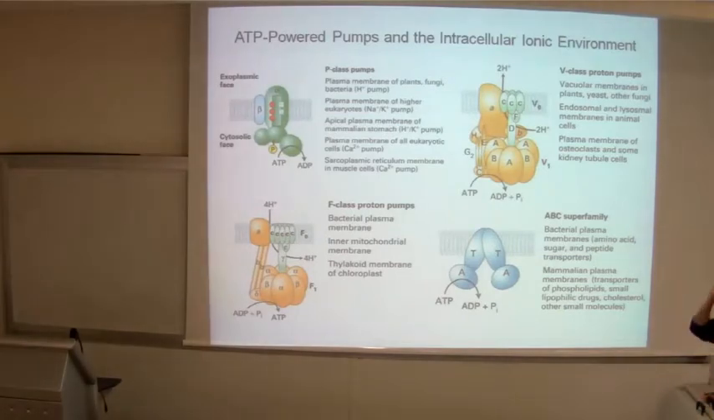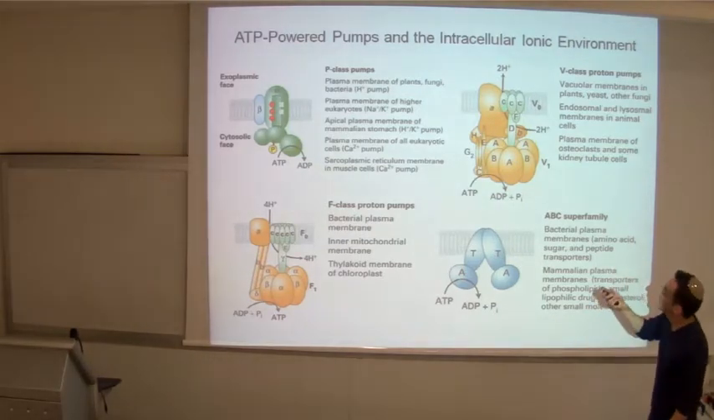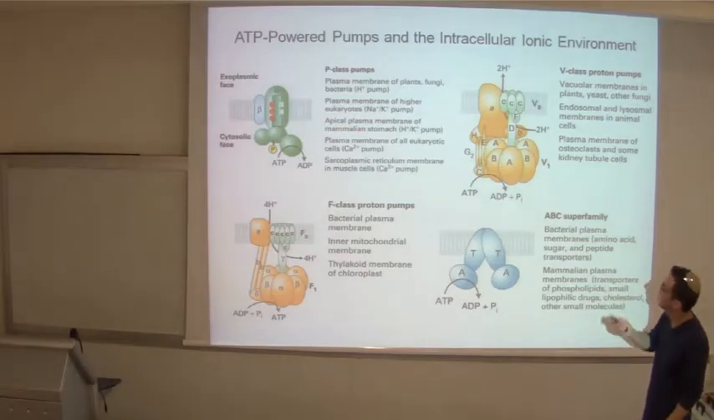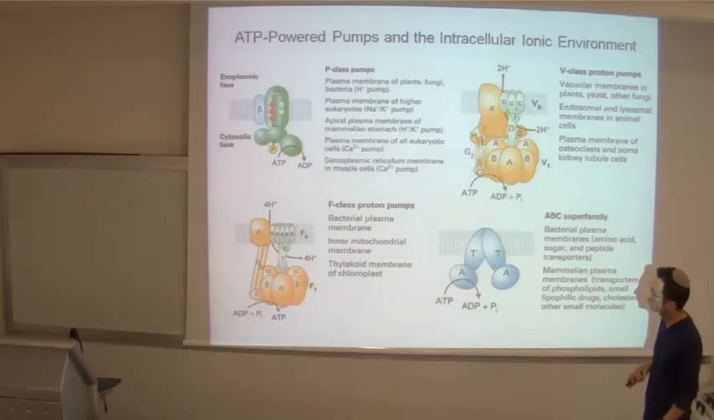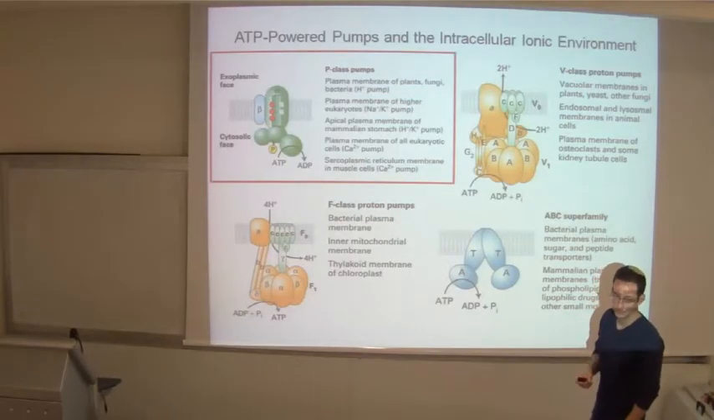Okay, there are four principal types in nature, generally, four principal types of ATP-powered pumps, and we will only mention here the P and V classes of ATP-powered pumps, and just brought the last to a full picture. So let's start with the first one, the P-class pump.